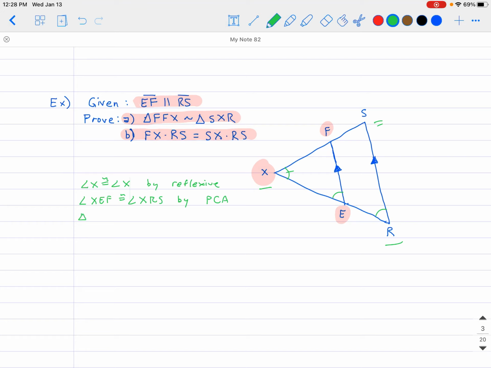So now we can go ahead and say triangle FEX, sorry, oh, no wonder I wrote it wrong. That's probably why. FEX. So let me go ahead and kind of sneak that in there. Okay. So the triangle FEX is going to be similar to triangle SRX then, as a result. Okay. And the reason for that is going to be by AA similarity. Okay. All right. So now that is going to be part A, which is very straightforward for the most part, hopefully.